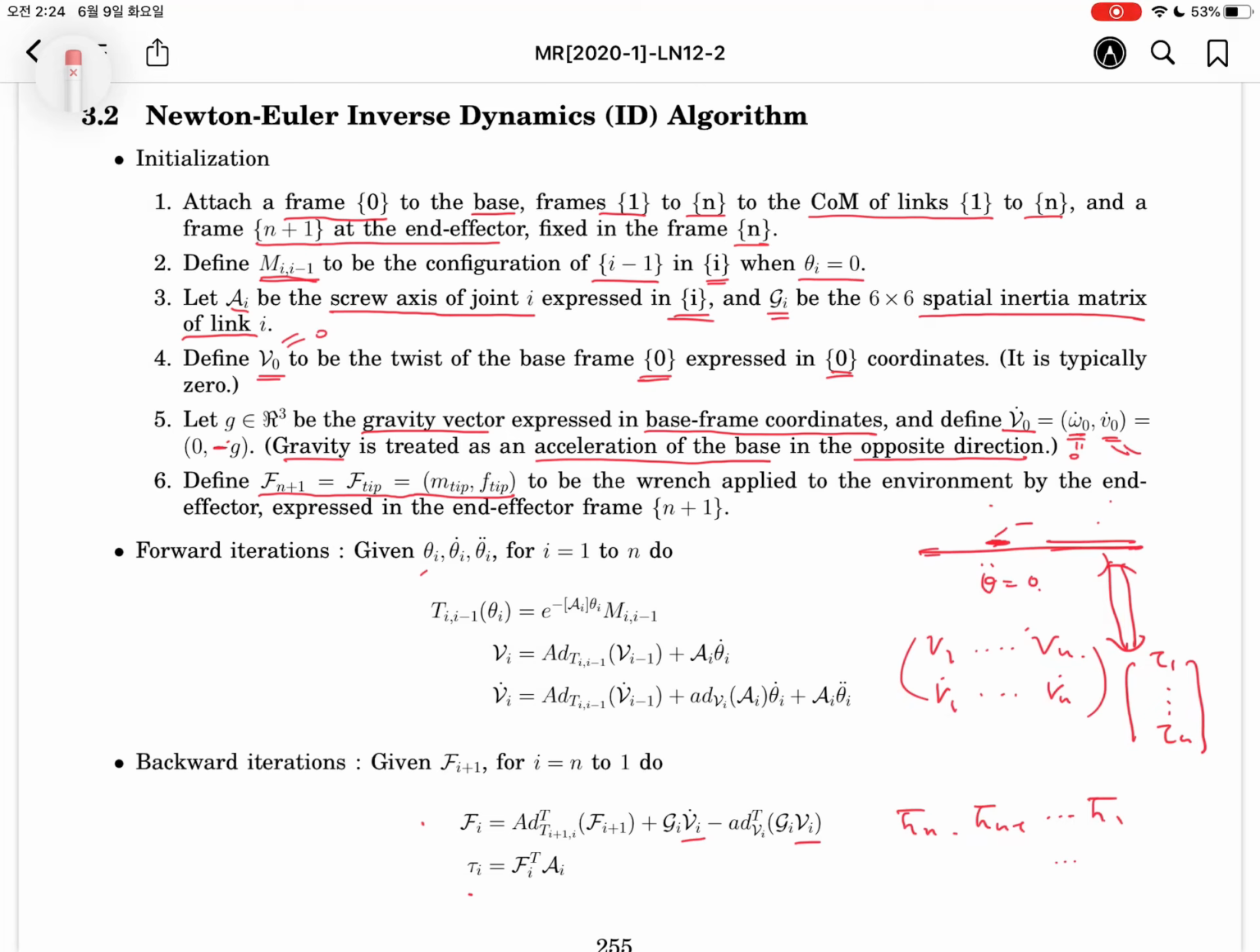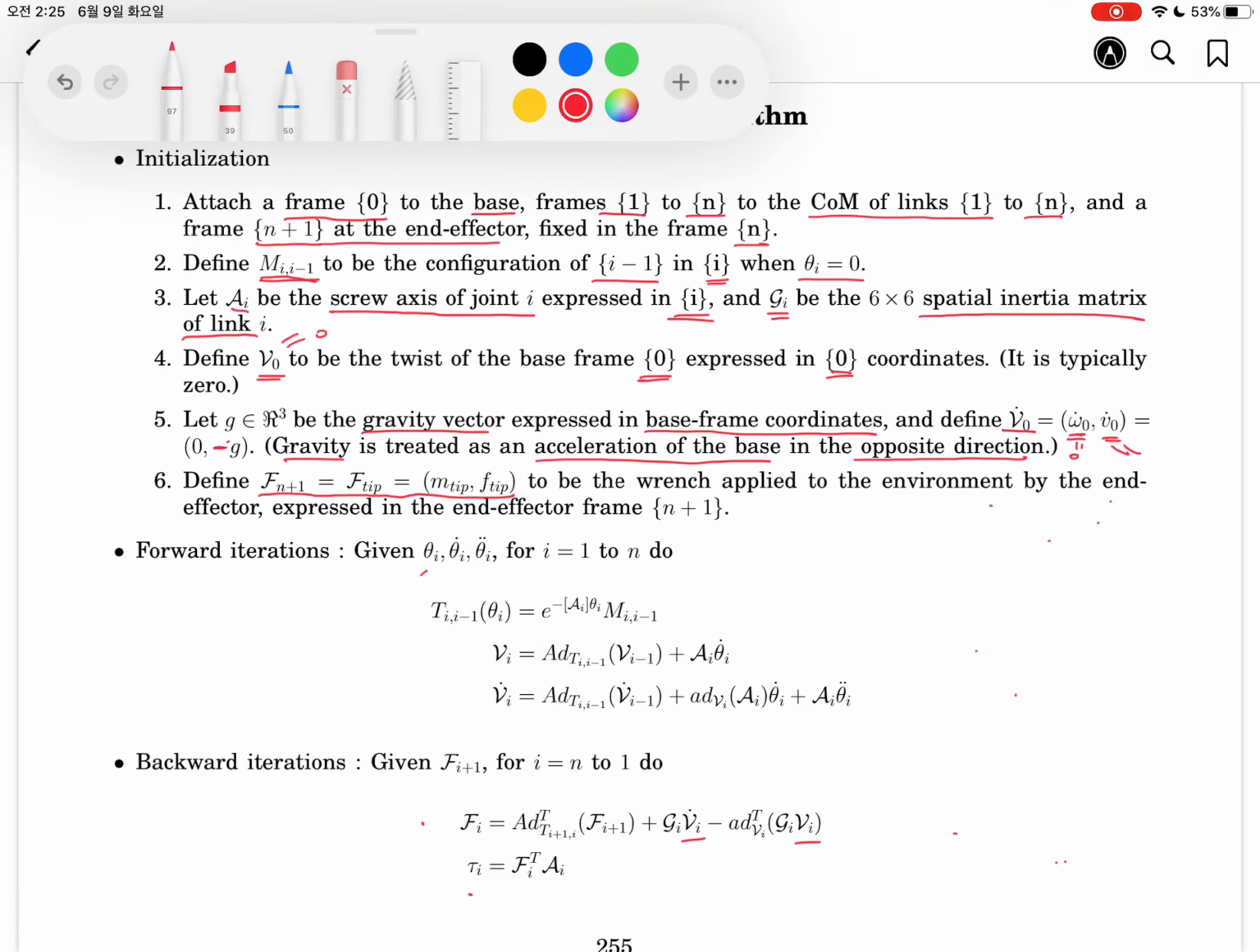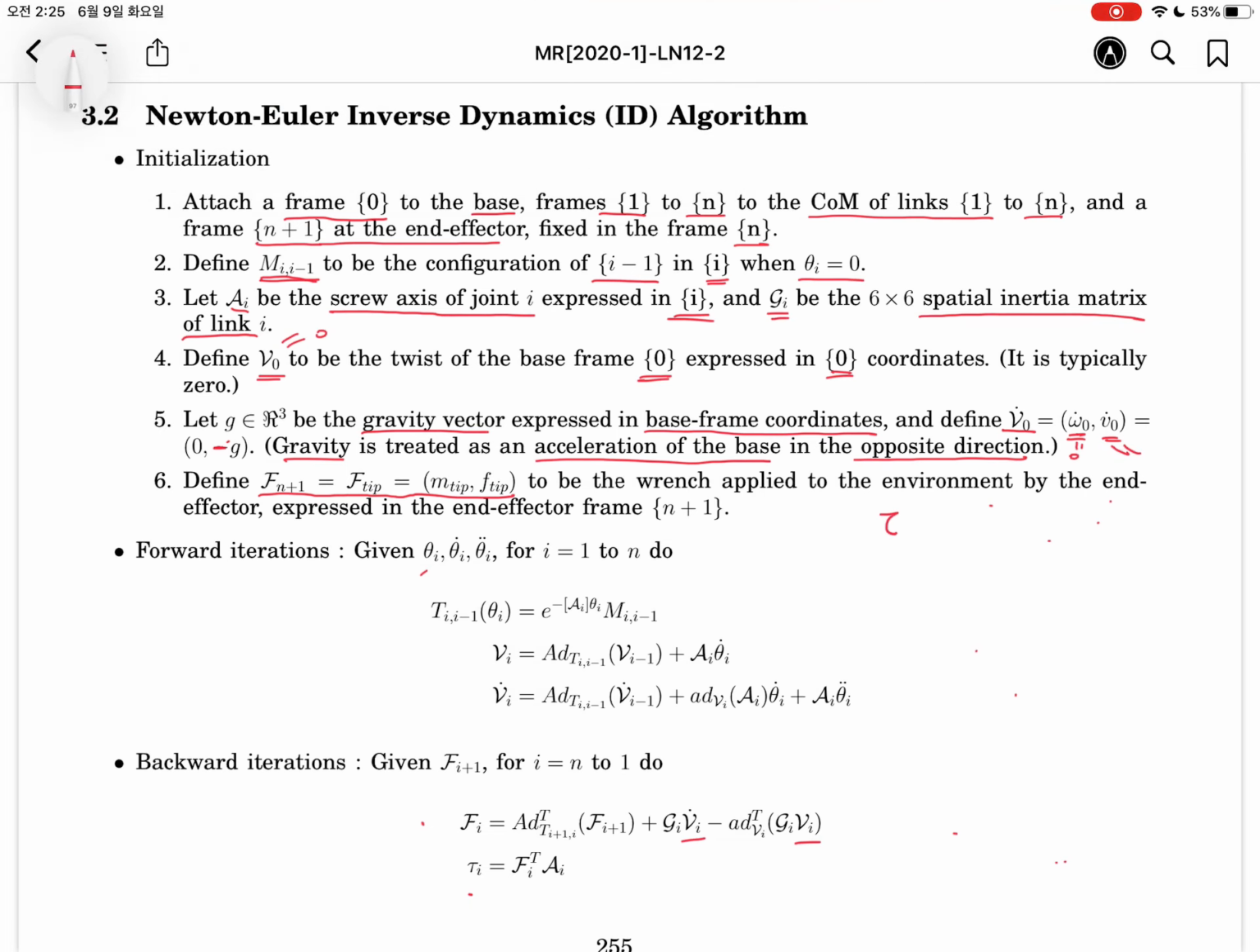It's very interesting to obtain the h matrix, h vector from this algorithm. Okay, one more. Tau is M theta double dot plus h. As mentioned before, this iteration algorithm will implement this inverse dynamics.